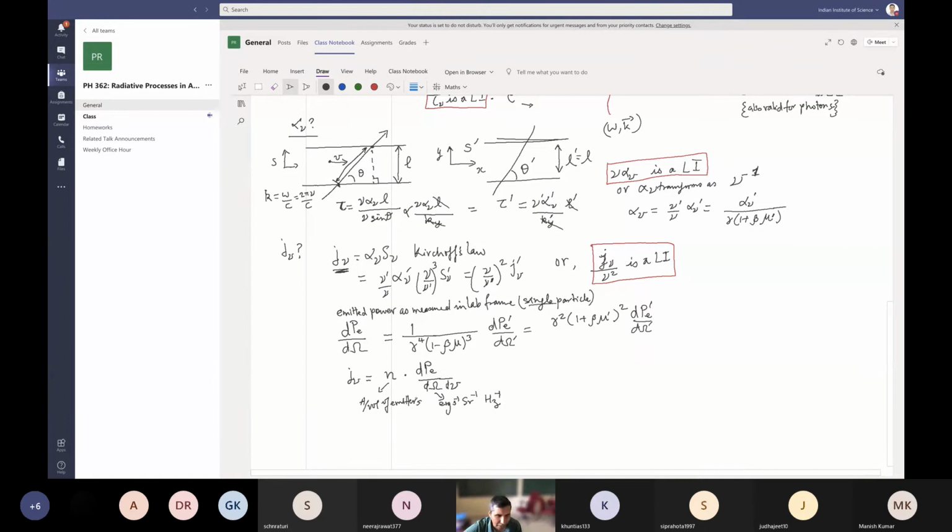Let's see if we can actually get the same. So this is based on radiative transfer. Let's see if we can get the same from this classical E&M treatment. Sorry, this is cube. This is gamma square beta.